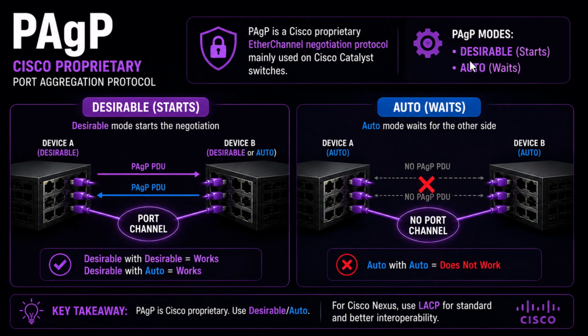PAgP works similarly. It has 2 negotiation modes. Desirable starts the negotiation. Auto waits for the other side. Desirable plus desirable works. Desirable plus auto also works. Auto plus auto does not. Again, someone has to initiate the negotiation. Although PAgP still exists, LACP is the preferred option today because it's an open standard and supported by many vendors.